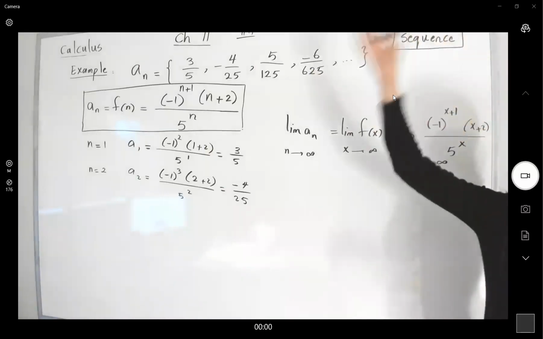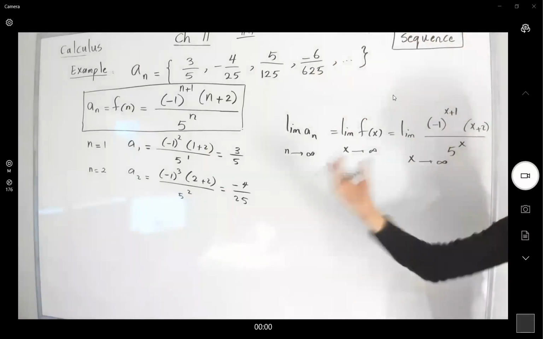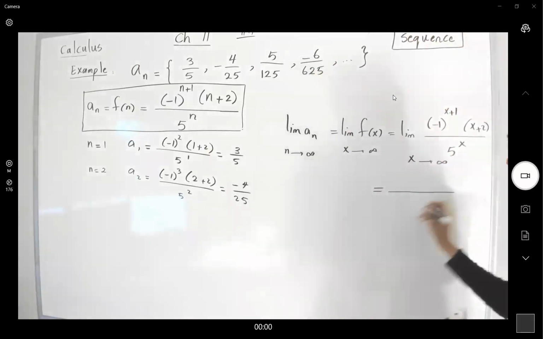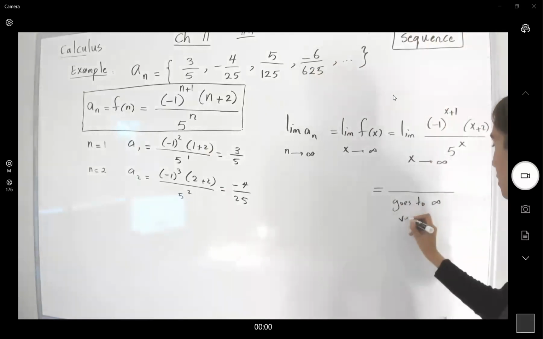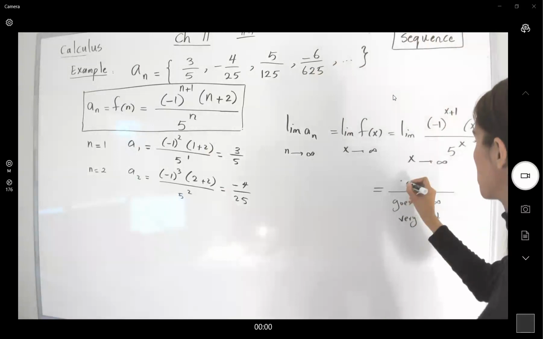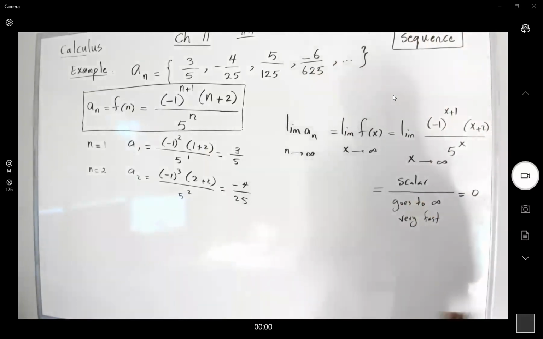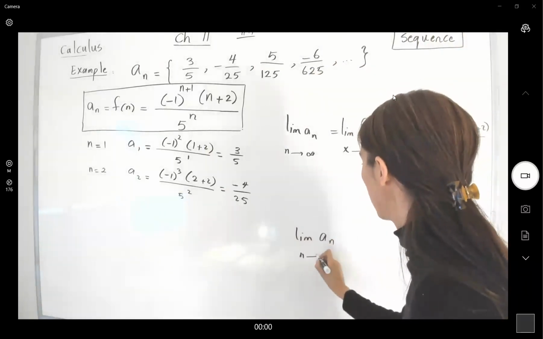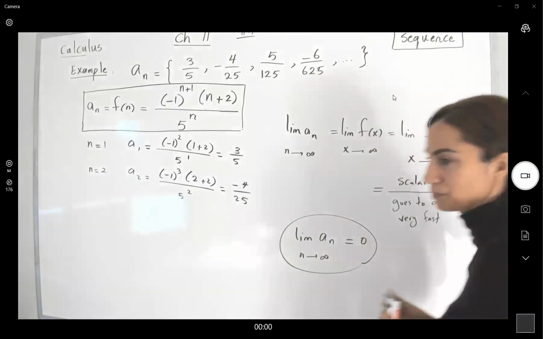So you have some scalar divided by infinity. It is 0. Goes to infinity very fast. And here you have some scalar. So it's going to be 0. So the limit of this sequence while n goes to infinity is 0.